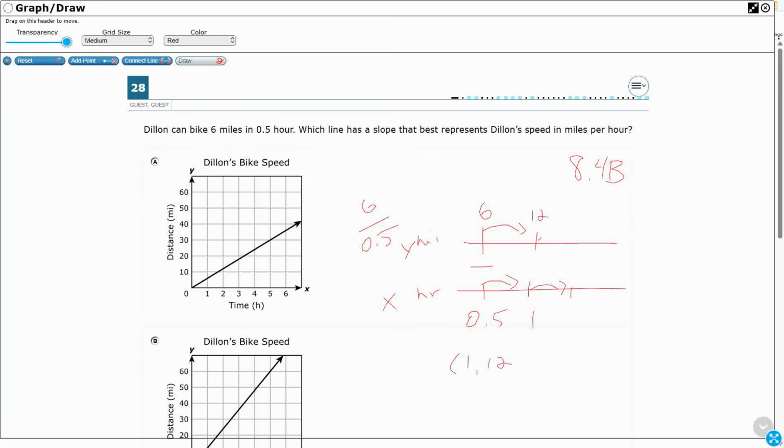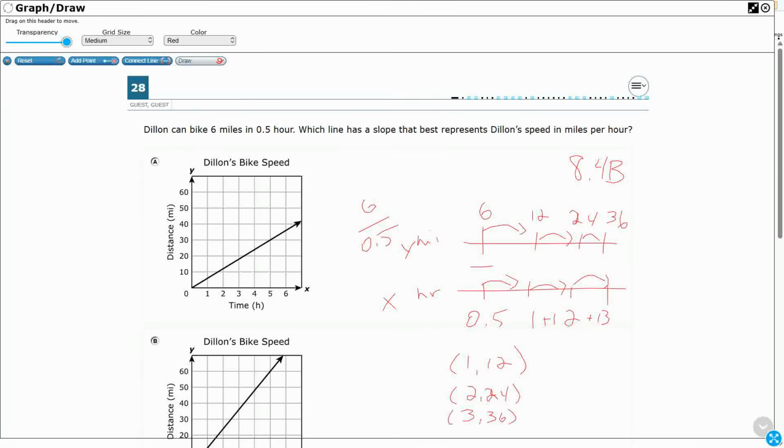I could double this again. I can get 2, and I can get 24, right? So let's just look for some of these points. 2, 24, and if I did another set of 12, I'm going up by 1s here, and then I'm going by 12s here, that's going to be 36. All right, so I'm looking for these 3 points.